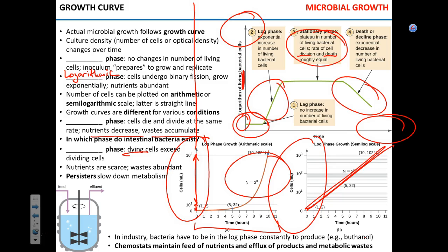Now, in some cases, especially in the death stage, cells may arise that are called persisters. They slow down the metabolism. They don't form an endospore or anything. They just slow down the metabolism. And that allows them to survive through the scarce times with the scarce nutrients. Does that make sense? Okay. Persisters are cells with a slow metabolism that are generated during stationary and death phase.